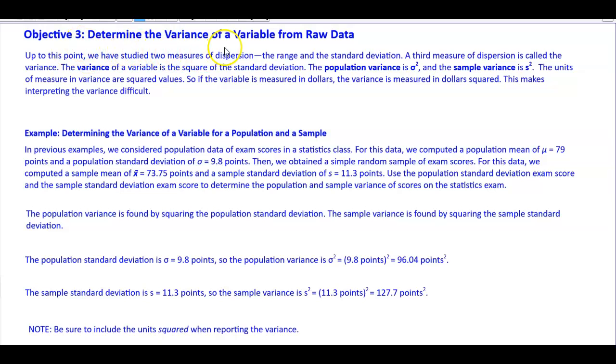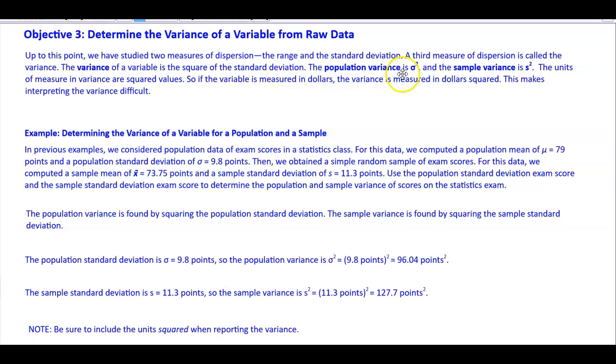Objective 3. Determine the variance of a variable from raw data. Up to this point, we have studied two measures of dispersion, the range and the standard deviation. A third measure of dispersion is called the variance. The variance of a variable is the square of the standard deviation.